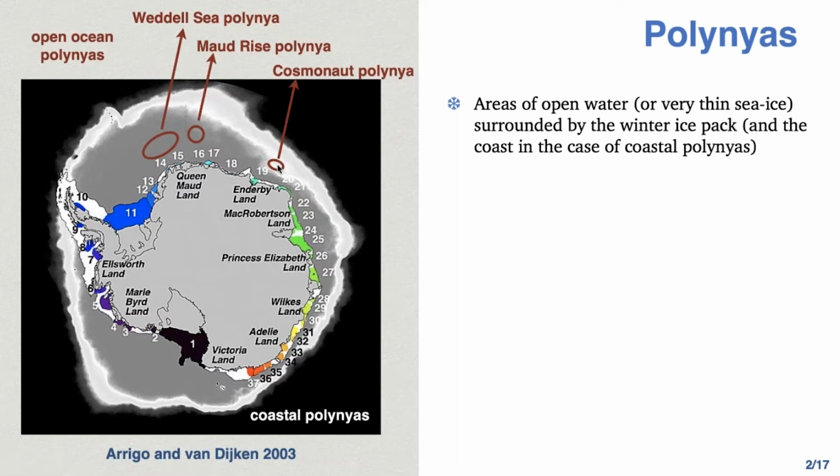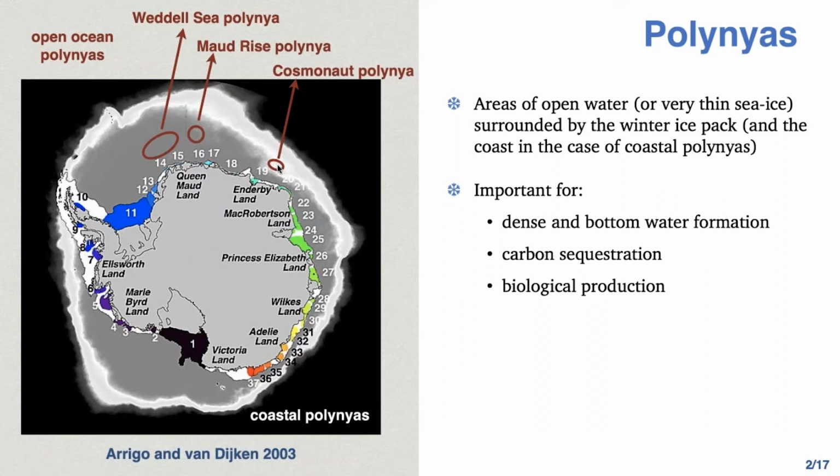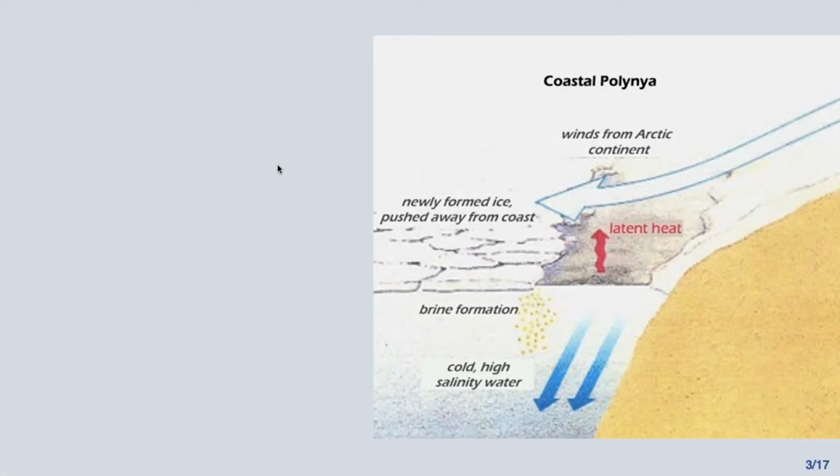So why do we care? Polynyas are important for formation of the densest waters in the ocean. So they are very important for the meridional overturning circulation and the overall transport of heat. They're important for carbon sequestration and also biological production.